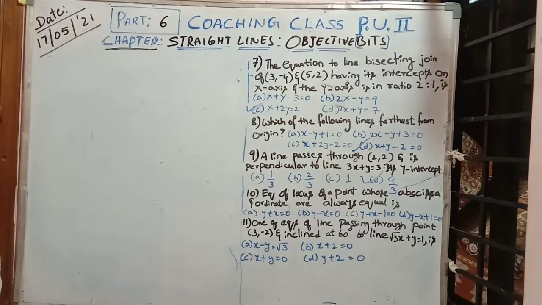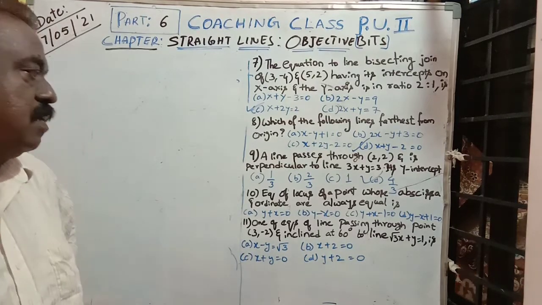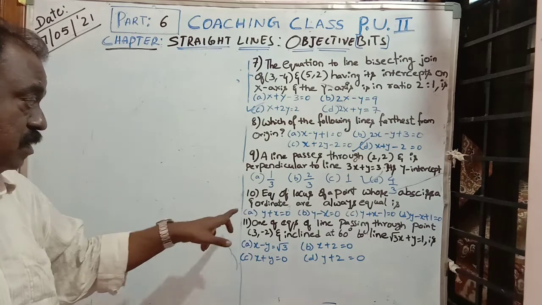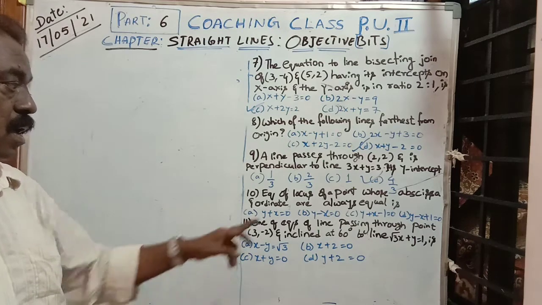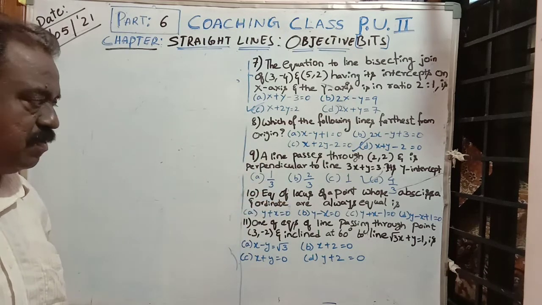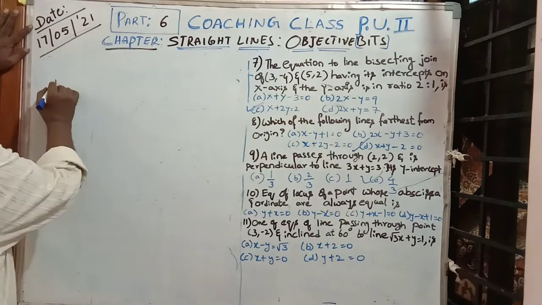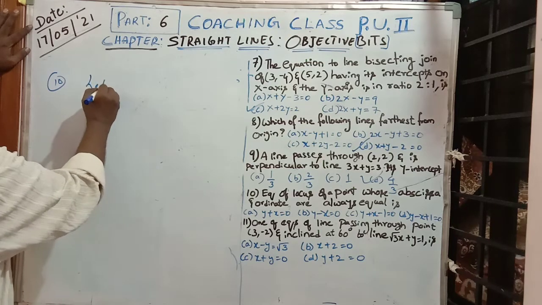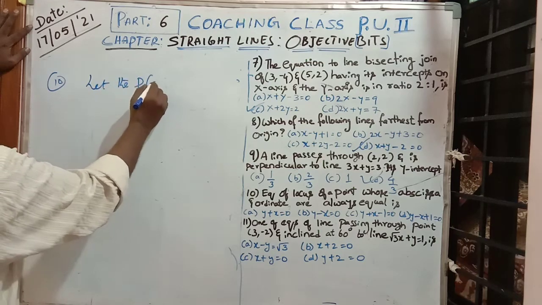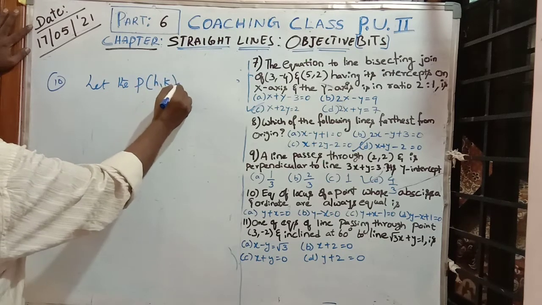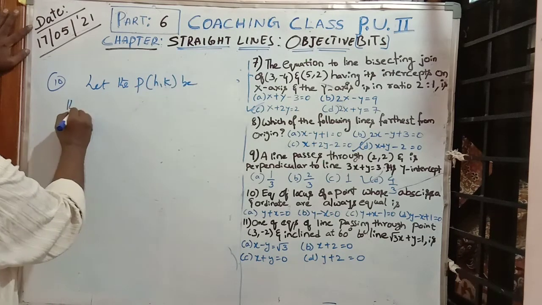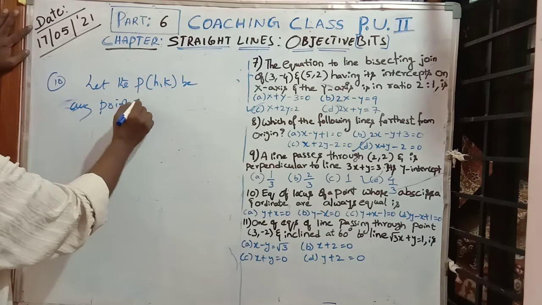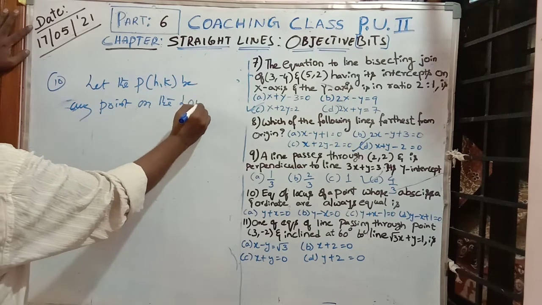Okay, the 10th one. The equation of the locus of a point whose abscissa and ordinate are always equal. A very good concept. Simple problem, but you see, let P(h, k) be any point on the locus.